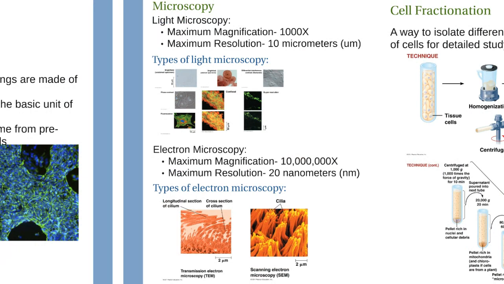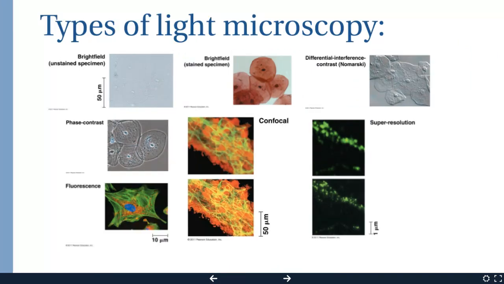Now, there's different techniques that we use, microscopy, different forms of it. We have light, which is what you're used to using with the standard microscopes that have the light that comes up from the bottom and it has the little tray on it. Maximum magnification is about 1,000 times. Maximum resolution is 10 micrometers.